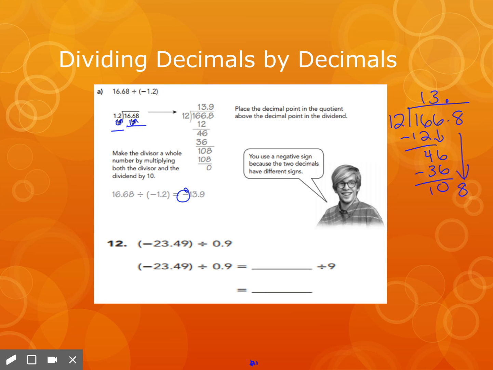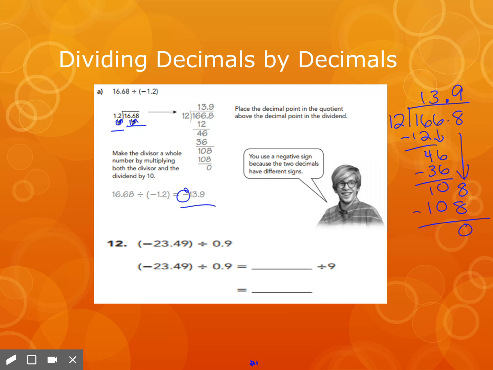Bring my decimal straight up in my answer. And now 12 goes into 108 9 times. And 12 times 9 is exactly 108. And I have 0. So my final answer is 13.9. And again, it's a negative 13.9 because I had a positive divided by a negative.